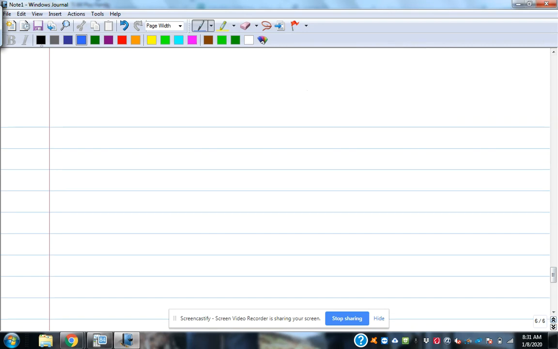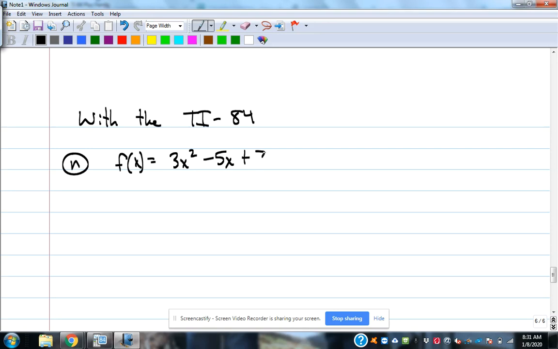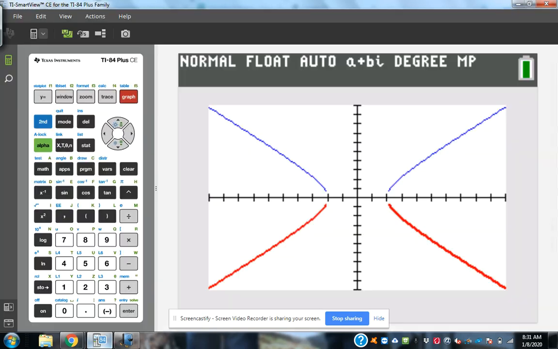So with the TI-84, and some of you already know how to do this. f of x, and we'll just do a different one. We'll do 3x squared minus 5x plus 7, and we're going to find f of 1.25. So with the graphing calculator, there's a couple of different ways to do it. I'm going to show you with the y equals menu, and I'm going to show you both ways, but both are about the same as far as that goes.